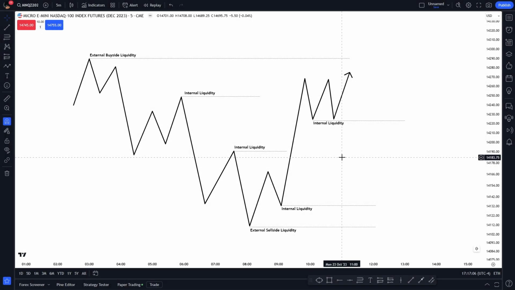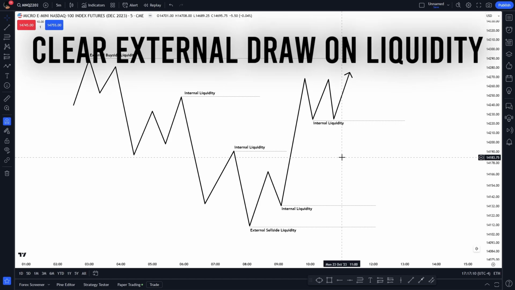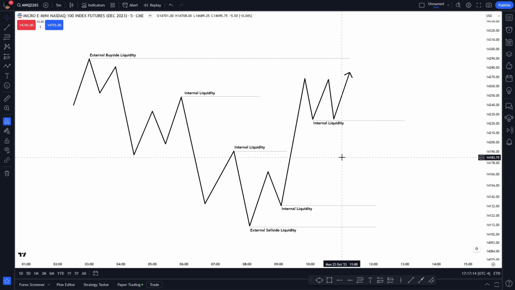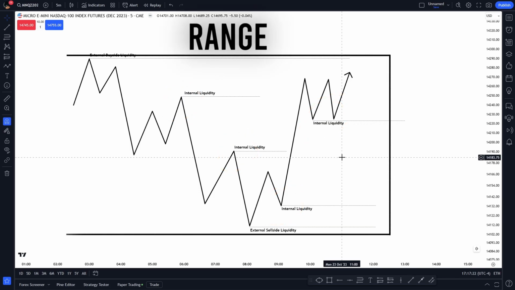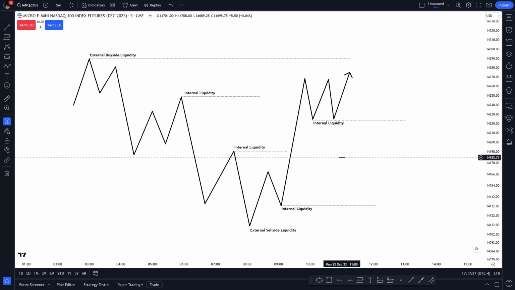So the first thing I look for is a clear external draw on liquidity. Okay, but what does that mean? What does external liquidity mean? Well, we have internal liquidity, which is basically liquidity that is inside a range. That would be considered internal liquidity. And the liquidity outside the range would be considered external liquidity.